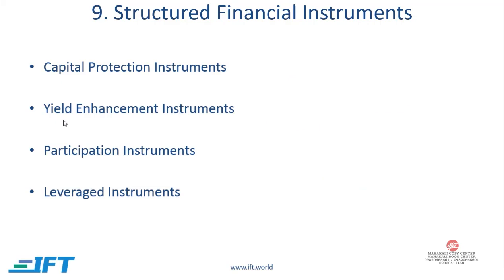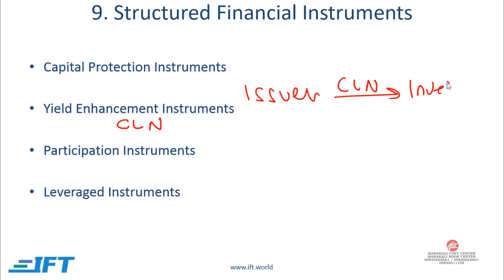Next, we come to yield enhancement instruments. And a classic example of a yield enhancement instrument is a credit-linked note. So say we have an issuer who issues a credit-linked note and an investor buys this credit-linked note. The credit-linked note can be thought of as a bond which is tied to an underlying asset. This underlying asset is called a reference asset.